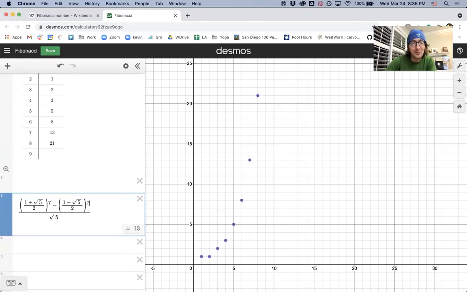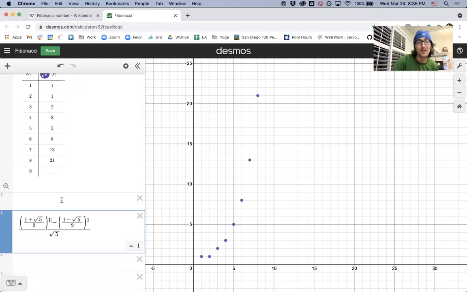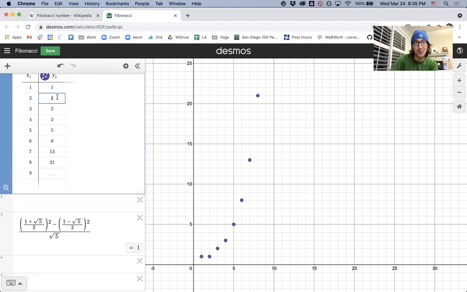And what happens if I set it to 1? What if I go all the way back to the beginning? If I plug in 1, I get the first Fibonacci number of 1. I plug in 2, I get 1 again, right? Because the second Fibonacci number is also 1. Remember, it starts with 1, 1. And so for whatever reason, this formula is right.